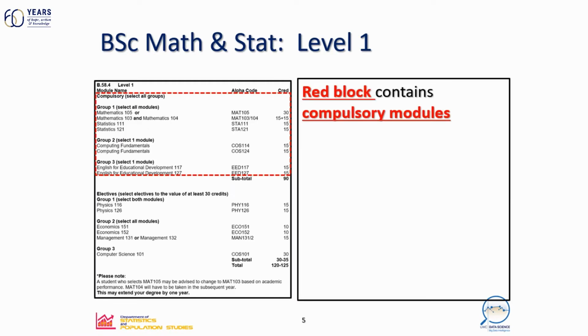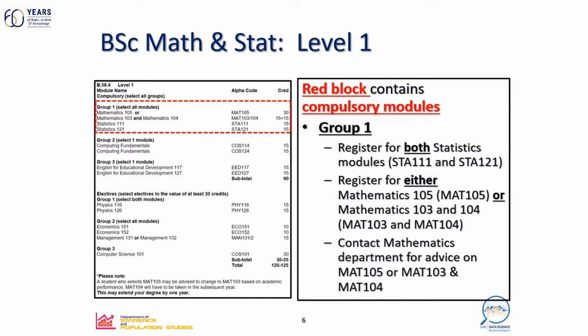This is an extract from the Science Faculty Yearbook from the BSc Maths and Stats Statistics Stream section, Level 1. You will see that the first collection of modules in the red block contains all the compulsory modules. Remember the credits? Look at the third column. These are the credits associated with each module. The compulsory modules are divided into 3 groups.